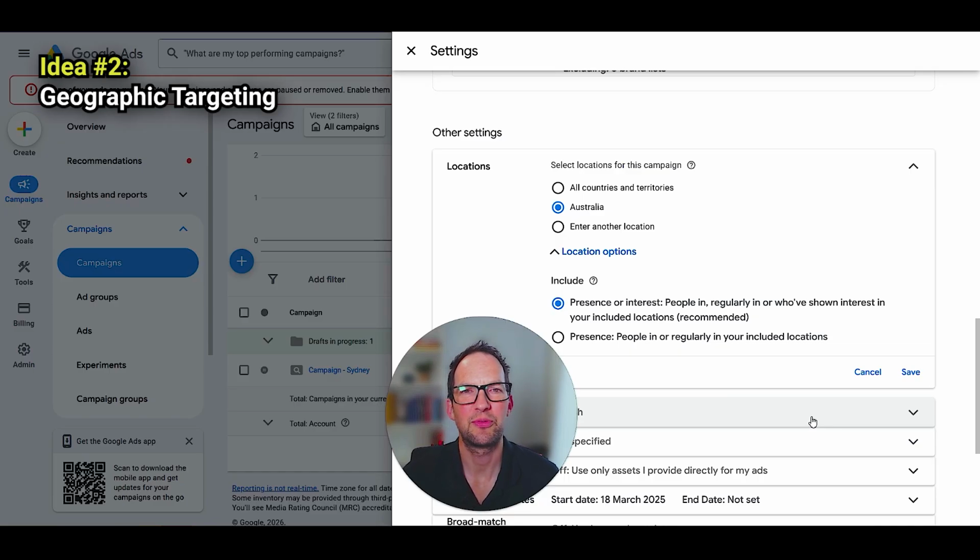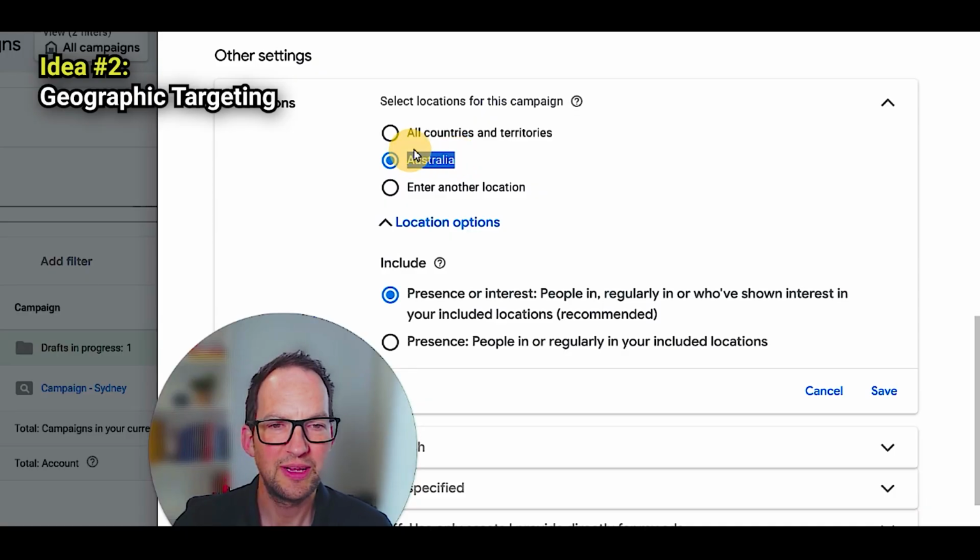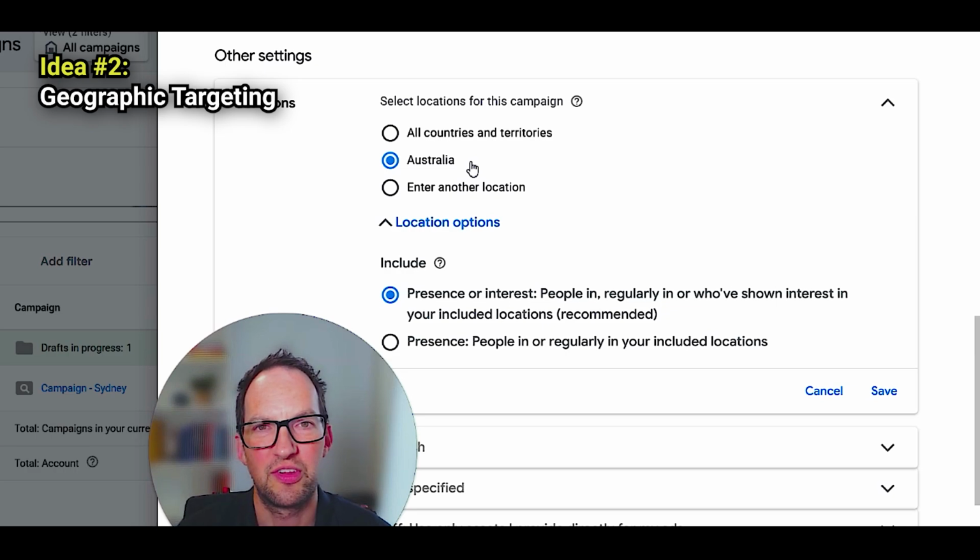Idea number 2 when it comes to fixing your Google Ads lead quality for roofing companies is looking at your geographic targeting. And this is a mistake I see often. And the mistake is these sort of settings here. A lot of businesses target their whole country or their whole city or their whole region, when in fact they only service a small part of that area. Maybe they only service a few different suburbs or towns or cities rather than the whole broad country.